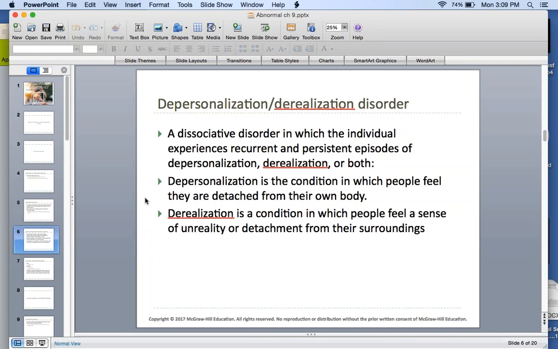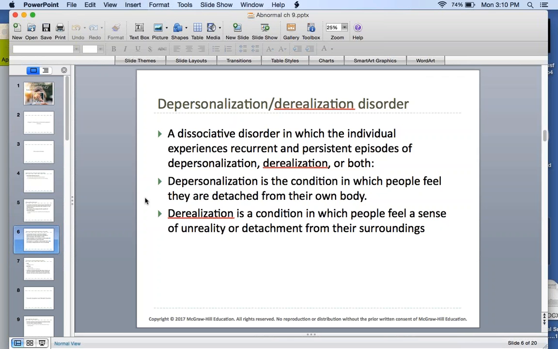Now, this is not the same as a hallucination, because you are aware that it is odd, and you're not seeing something that's not there, except that you're seeing it as unreal. Maybe you see it as sort of wavy, or you see it as, I don't know, like see-through-ish, or just odd.